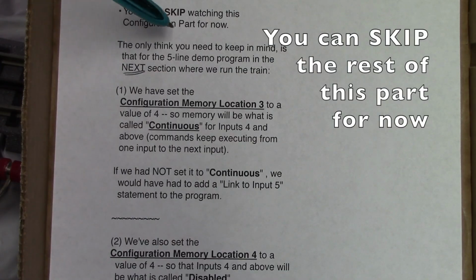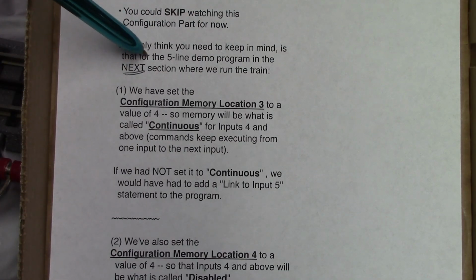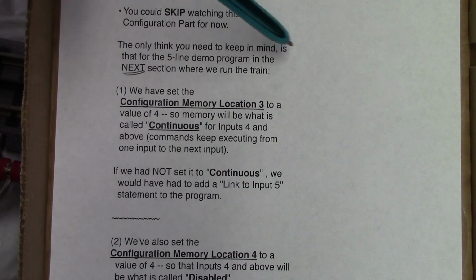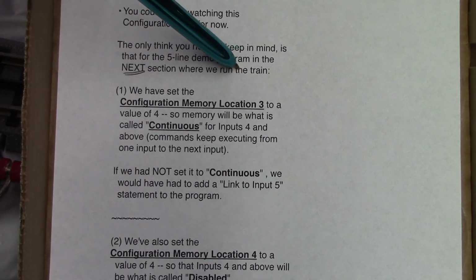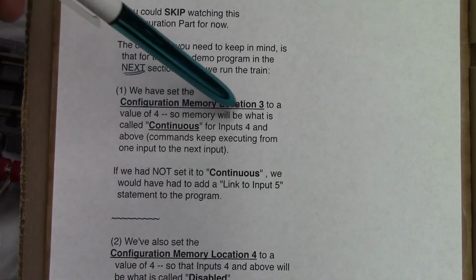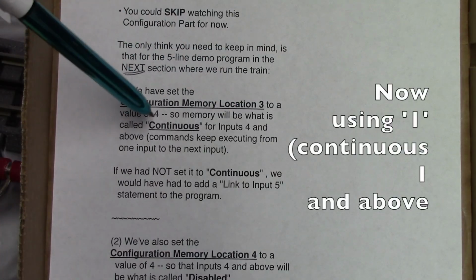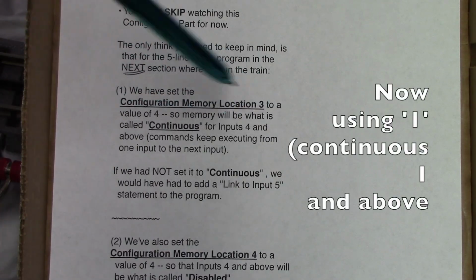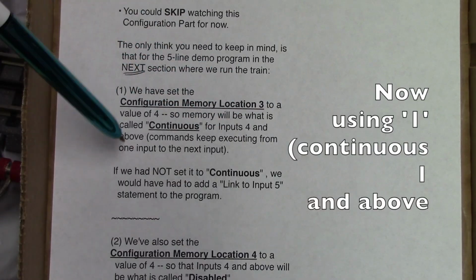The only thing you need to keep in mind is that for the next 5-line demonstration program in the next section where we run the train, we've set the configuration memory location 3 to a value of 4, so memory will be what is called continuous for inputs 4 and above.